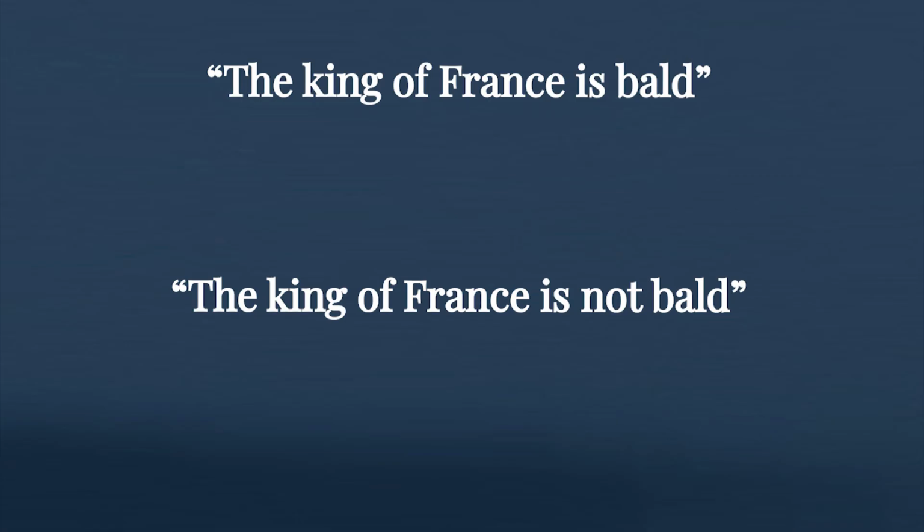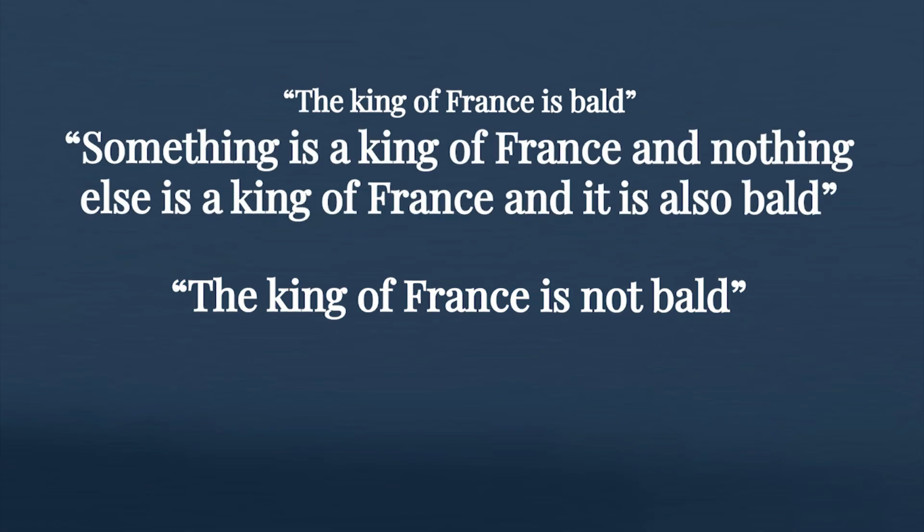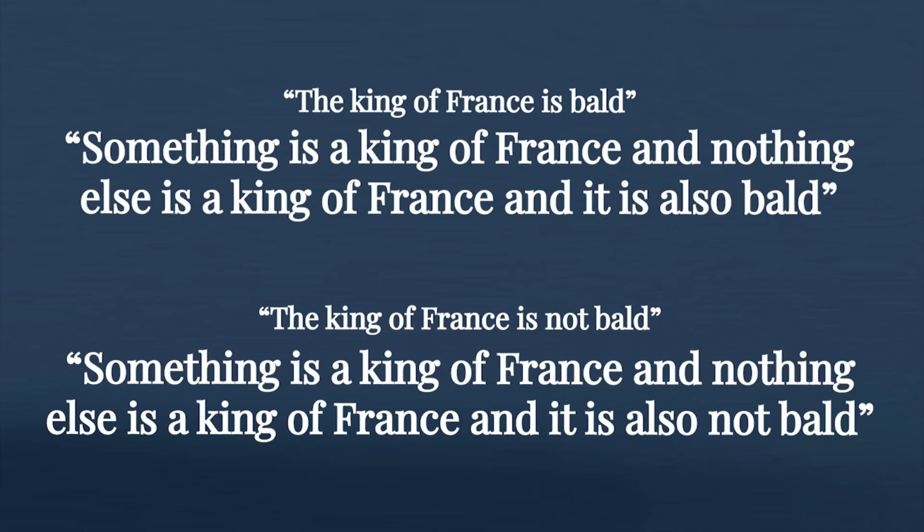Russell's theory renders the King of France is bald as saying, something is a King of France, nothing else is a King of France, and it is also bald. And it renders the King of France is not bald as saying, something is a King of France, nothing else is a King of France, and it is also not bald. Because of this interpretation, both sentences come out false, because they both say that there is something that is a King of France, when there is no King of France. Regarding this part of what they claim, the sentences are not opposite at all. They are only opposite about what they say concerning their subject.